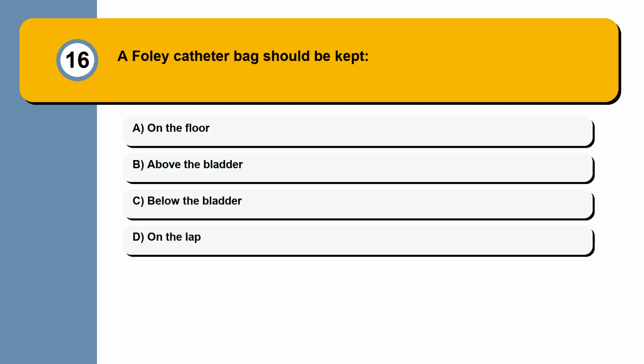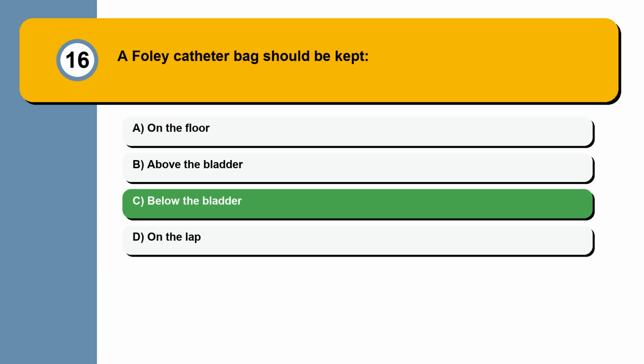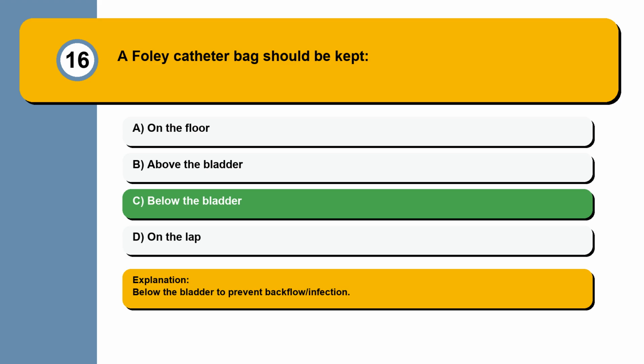Question 16. A Foley catheter bag should be kept on the floor, above the bladder, below the bladder, on the lap. Below the bladder to prevent backflow and infection.